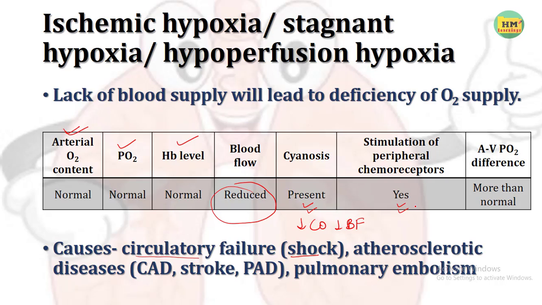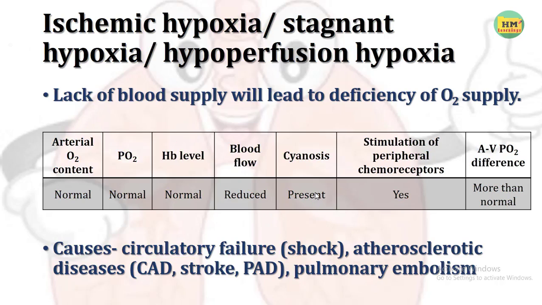So there will be stimulation of the peripheral chemoreceptors, and the arterial venous PO2 difference will be more than normal. Why? Because there is no arterial supply to the tissues. So what will happen? There is no arterial supply to the tissues because of blockage. So what will happen? The tissues start extracting the oxygen present in the venous blood. Okay, so the venous PO2 will decline. So what will happen? The difference will increase. Okay, the difference will become more than normal.